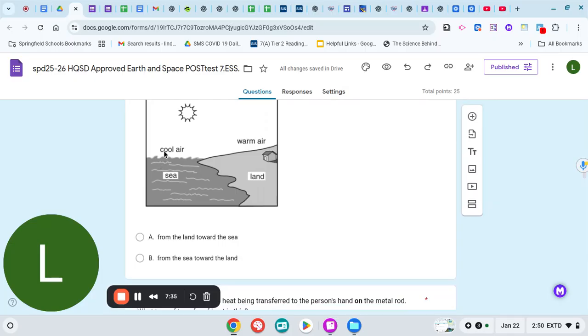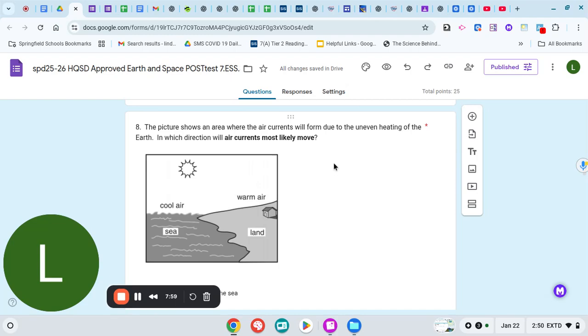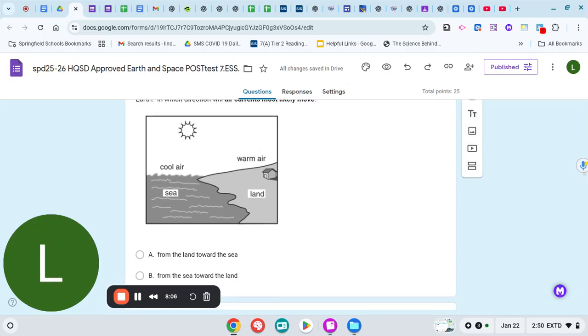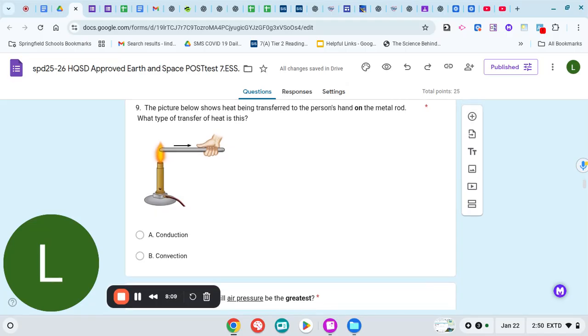So is it going to go from A, the land, toward the sea, or is it B, going from the sea toward the land? So is it going from land to sea like that, which is A, or is it going from sea to land like that, which is choice B? Again, you're trying to figure out the way air currents will most likely move, and you have to think to yourself, what way does the wind move? Cold to hot or hot to cold? Go ahead, pause, answer, come back.